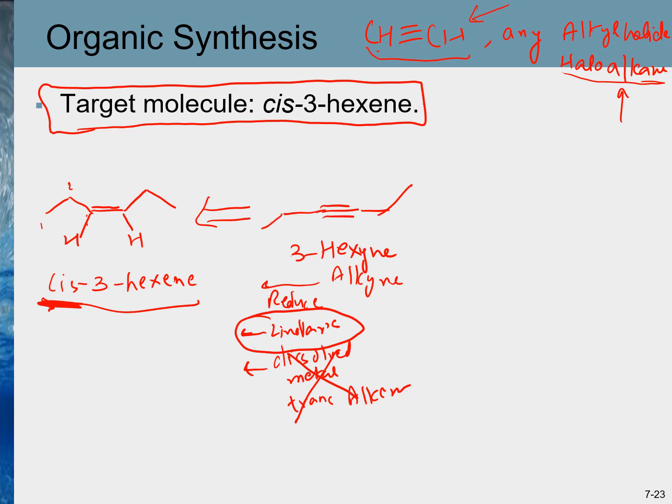But 3-hexyne is not our starting material, so we cannot start from 3-hexyne because it is not available to us. So now we need to learn how to prepare 3-hexyne. How can we prepare 3-hexyne? 3-hexyne is an internal alkyne. So if we break this hexyne here, right?